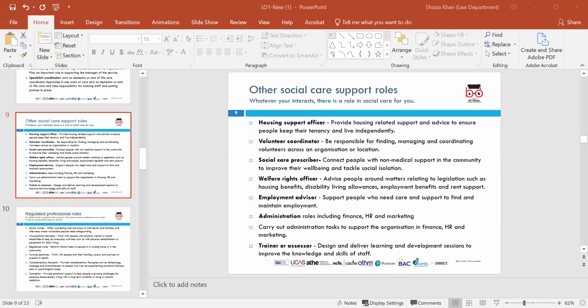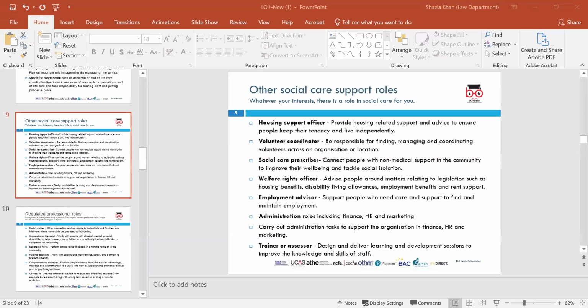So you've got housing support officer. What would a housing support officer do? They're looking out for accommodation for vulnerable people. It could be if someone's homeless, couldn't it? Yeah, it could be helping them out, supporting them in regard to sheltered accommodation.